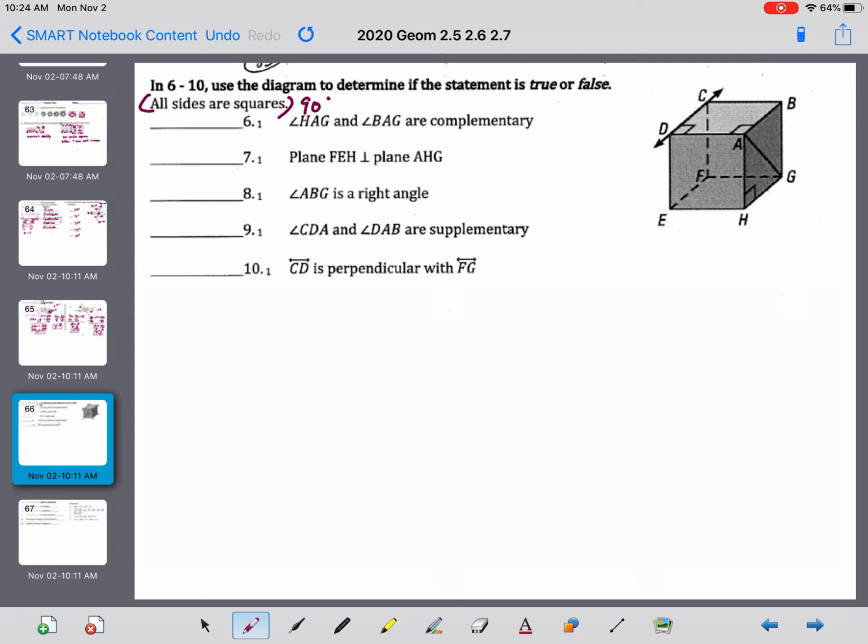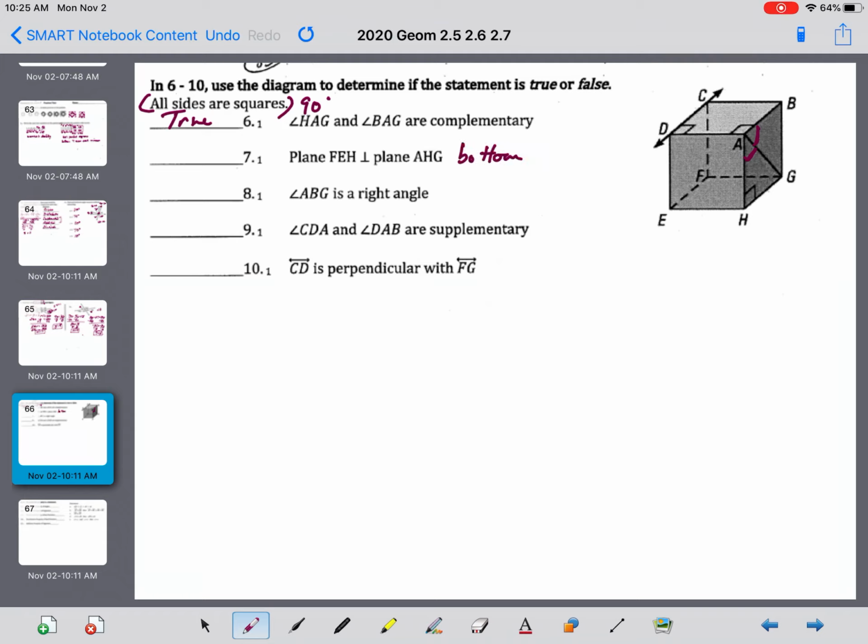So angle HAG and angle BAG are complementary. Where's angle HAG? Angle HAG is over here on the left side, and so is angle BAG. Together they make this corner on the right side of the cube, and since these are all squares, this one's going to be true. All these sides are squares, so we've got a plentiful amount of 90-degree angles. Plane FEH, that would be the bottom.